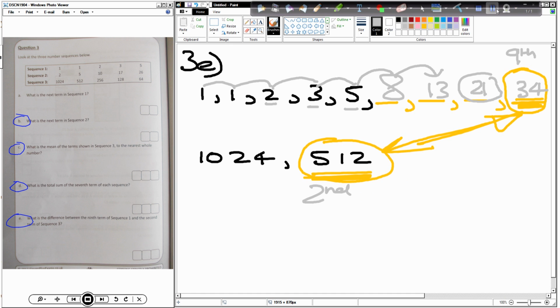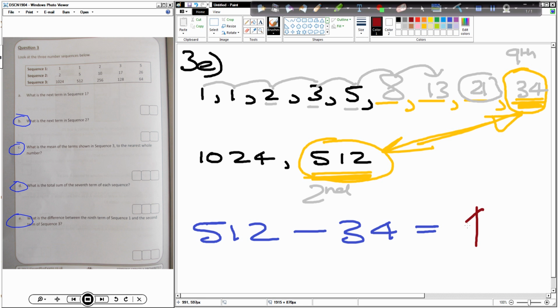Okay, now we've got to work out the difference. The difference means the largest number take away the smaller, so we have 512 minus 34, and 512 minus 34 will give us an answer of 478. 478 is the answer for that question. And that's the end of question number 3.